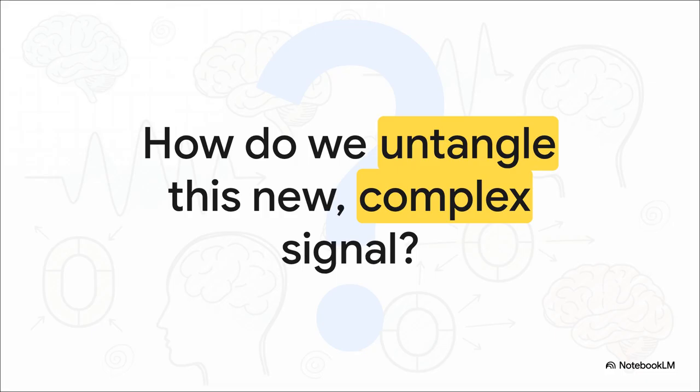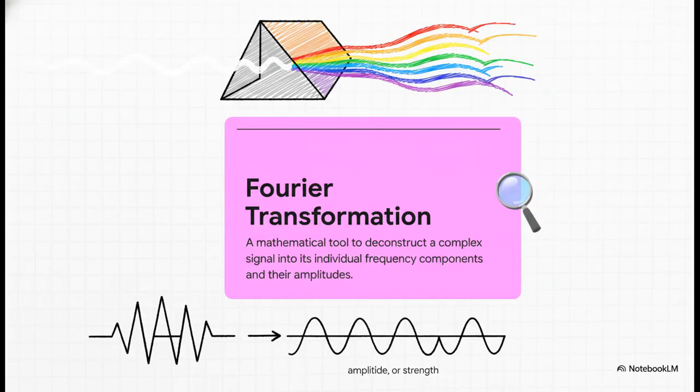I mean, this is the next big hurdle, right? Our machine has collected this incredibly complicated wave over a very short period of time. How can we possibly untangle that mess to figure out how much signal came from the far left, how much from the middle, and how much from the far right? This is where the Fourier transform comes to the rescue.